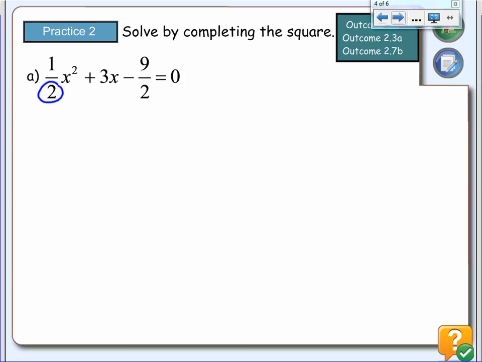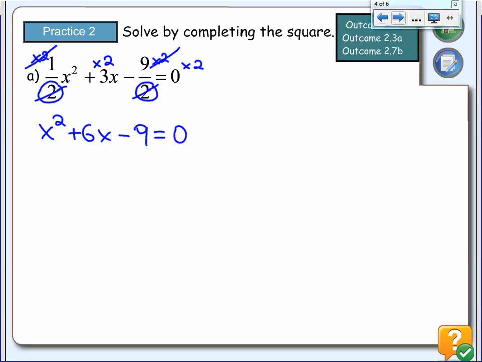Well, if we multiply by 2, those things will cancel out. There and there. So now we have an equation of x squared plus 6x minus 9 equals 0, and notice that I did multiply the 2 on the other side, but 0 times 2 is still 0. I do that right off the hop, my first step, because I hate fractions and I want to find a way around working with fractions.